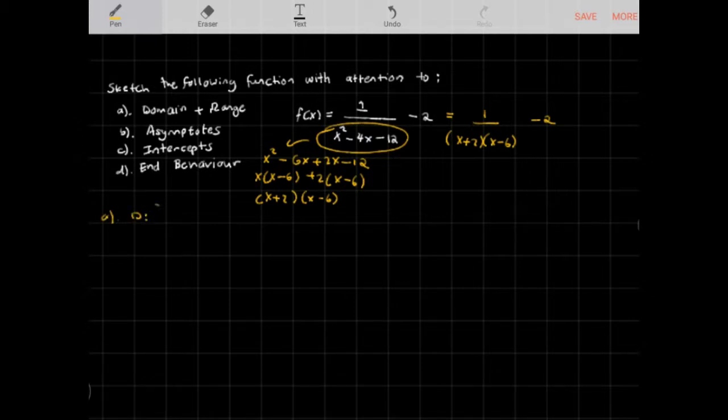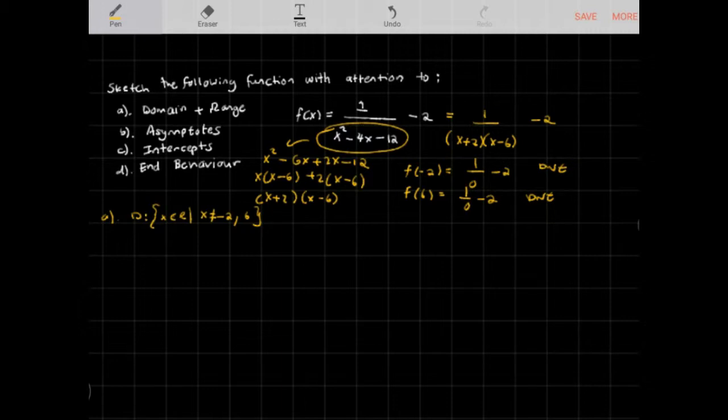So starting with our domain, x belongs to all real numbers. But here x cannot equal negative 2 or positive 6. Both of these values would make the denominator 0, right? Like f of negative 2 here would give you 1 over 0, minus 2, and this is undefined, right? Doesn't exist. And f of 6 here would give you 1 over 0, minus 2, and this also doesn't exist. Okay, so these are two restrictions on x.